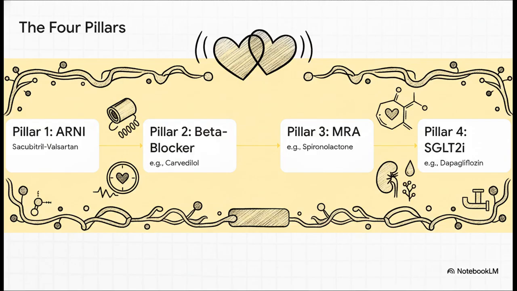Okay, the 4 pillars, all proven to improve survival, are number 1, an ARNI, specifically sacubitril valsartan. Number 2, an evidence-based beta blocker. Number 3, a mineralocorticoid receptor antagonist, or MRA. And the 4th and newest pillar is an SGLT2 inhibitor. These 4 classes are now the absolute foundation of therapy for any patient with a reduced ejection fraction.